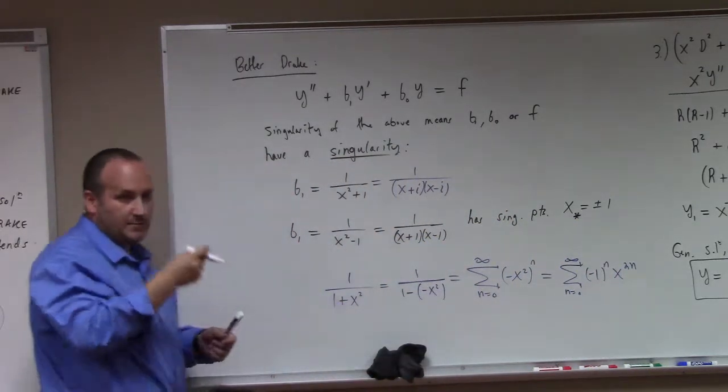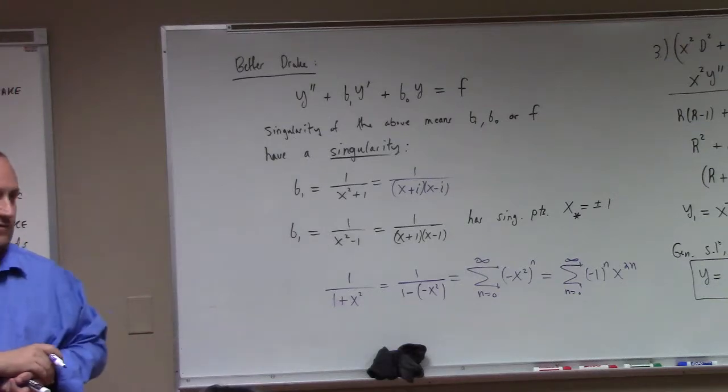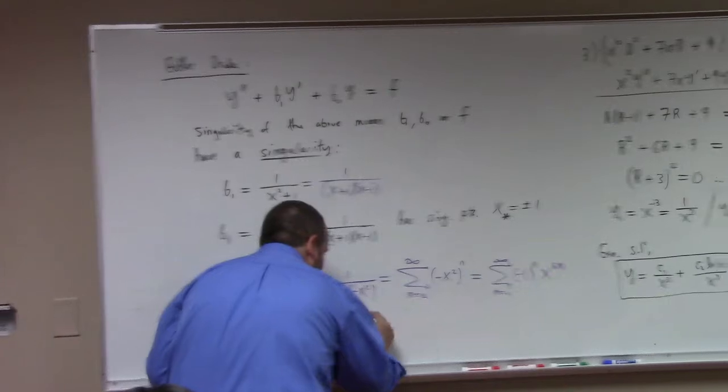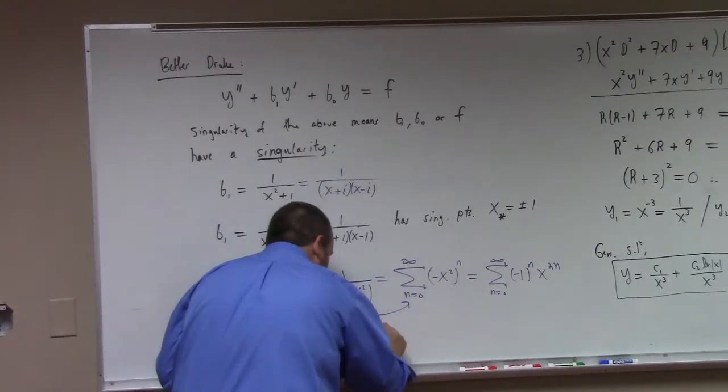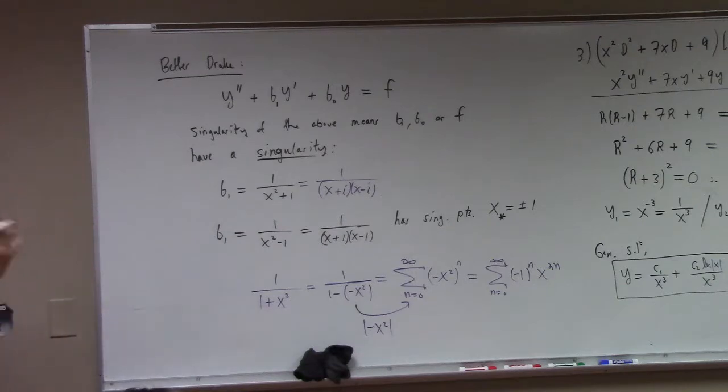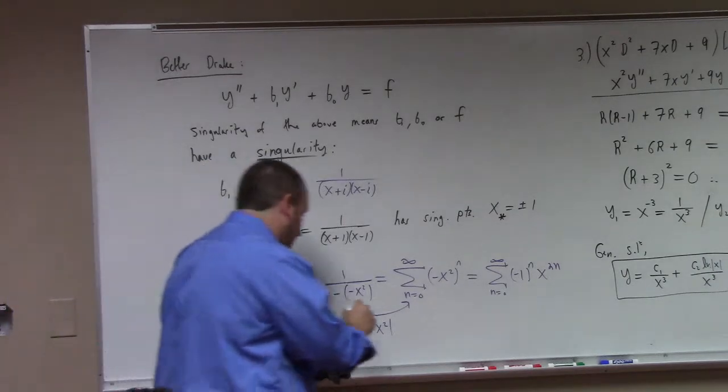For which x does this equation actually make sense? What condition is needed? Well, the condition that's needed is that the absolute value of x has to be less than 1. That's the geometric series convergence condition, right?